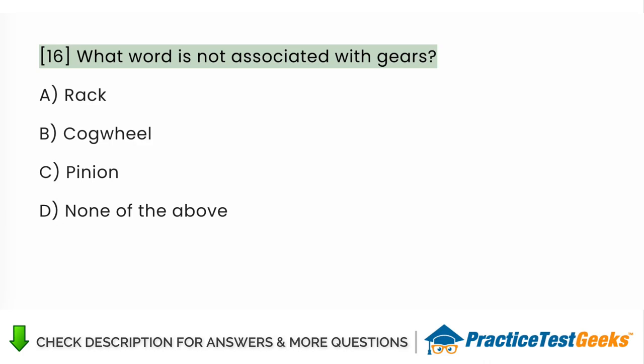What word is not associated with gears? A. Rack. B. Cogwheel. C. Pinion. D. None of the above.